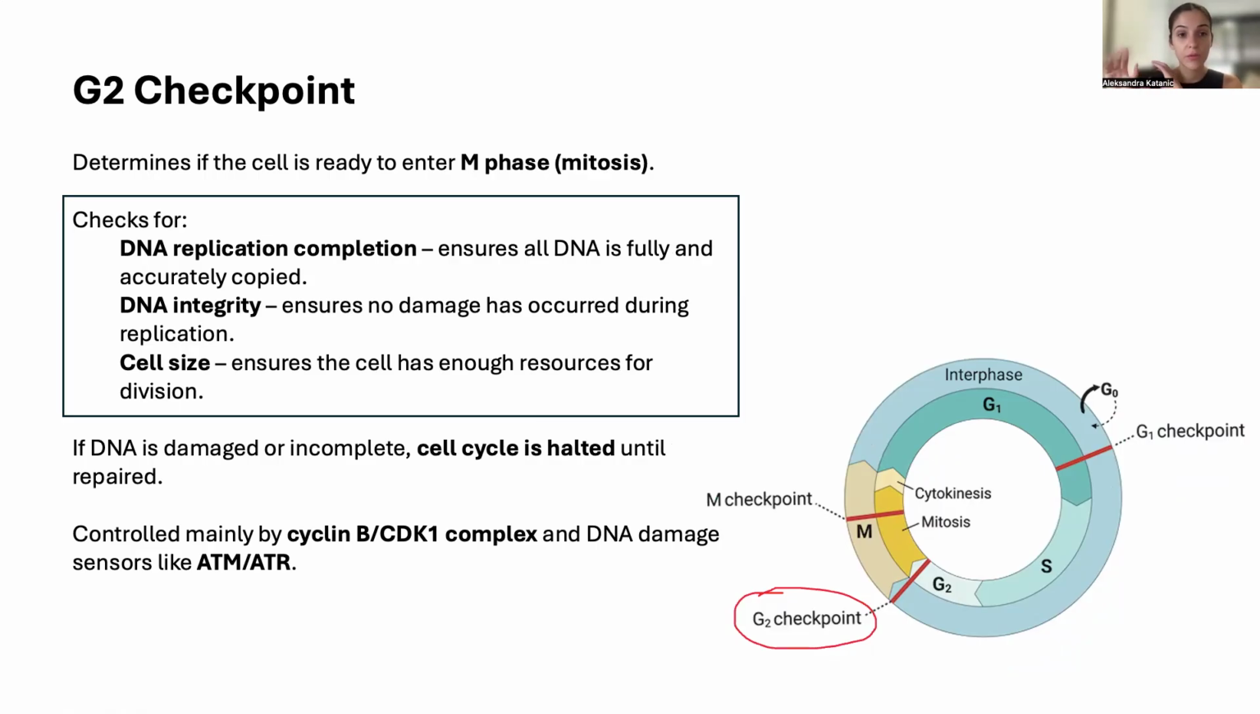G2 determines if the cell is ready to enter M phase or mitosis. So after S phase, was the DNA replication done well? Is it fully and accurately copied? How's the integrity of the DNA? It must ensure that there is no damage that has occurred during replication. And how's the cell size? Does it have enough resources and is it big enough to be divided and to be given the all clear to go through mitosis?